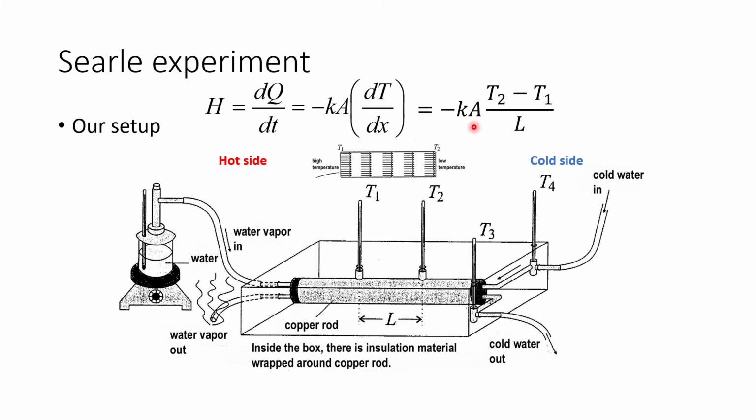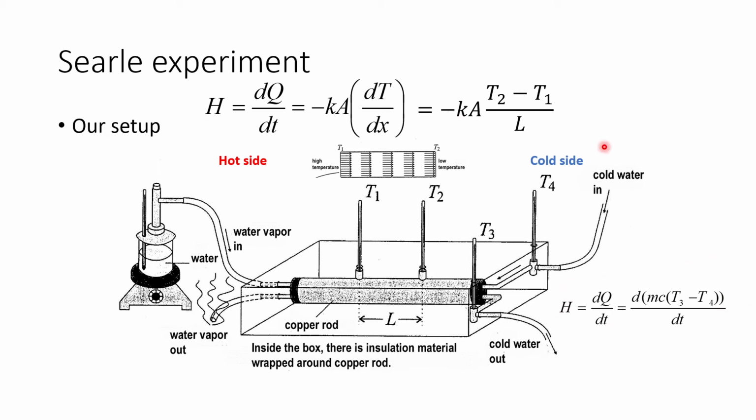And then once you know here, you can't tell what H is since you do not know K, even if you know the cross-section area. So the object of this lab is finding this K. So you're going to be using another equation.